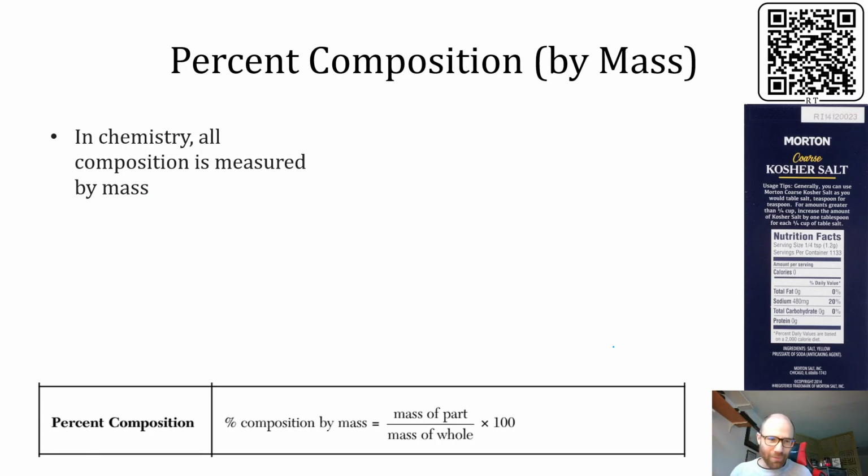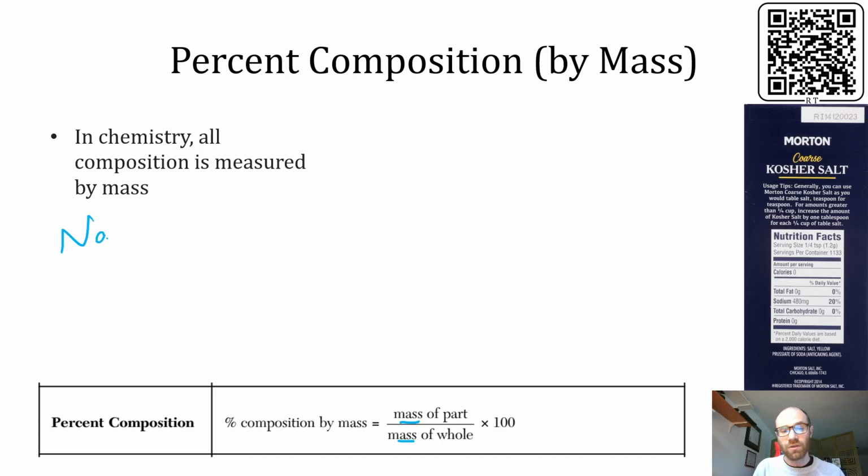I want to dig a little bit into your reference tables on the side of me. I actually don't know which side. From Table T, here's your formula. In chemistry, all composition is measured by mass. Period. The end. Unless explicitly stated otherwise. If they say percent composition or percent by mass, it means the same thing, but it's the mass of the part over the mass of the whole.